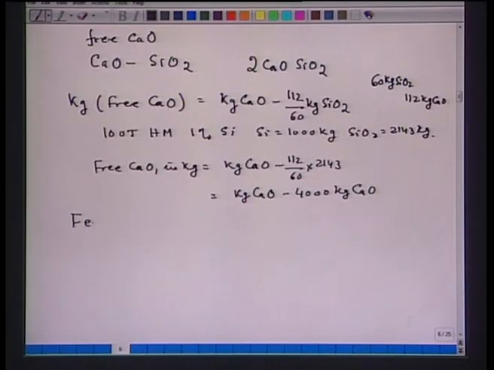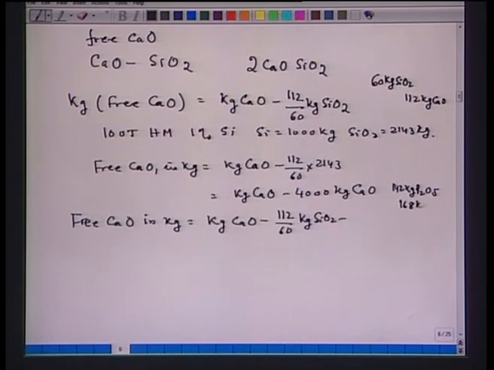Now, if you also consider phosphorus in our discussion, then free CaO again in kg will be equal to kg CaO added minus 112 upon 60 into kg SiO2, minus, now we have 142 kg P2O5, which needs 168 kg of calcium oxide. We are considering the compound 3CaO·P2O5.